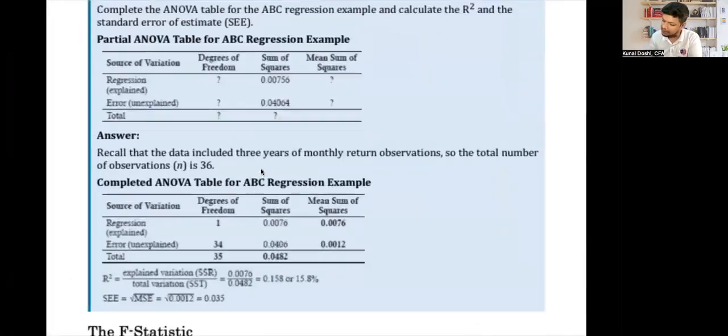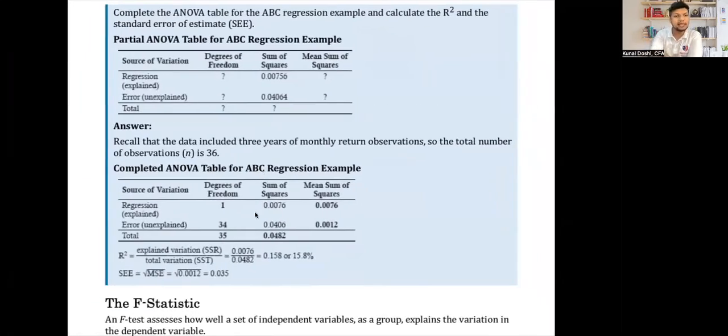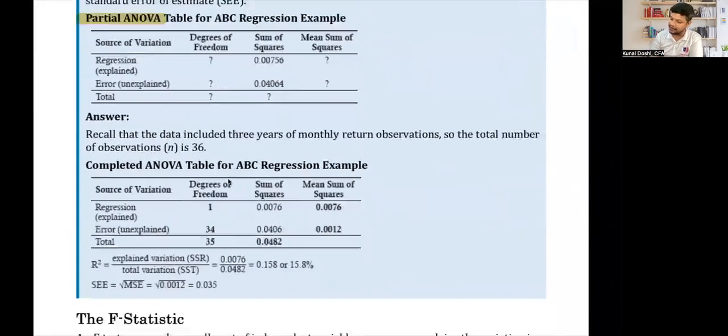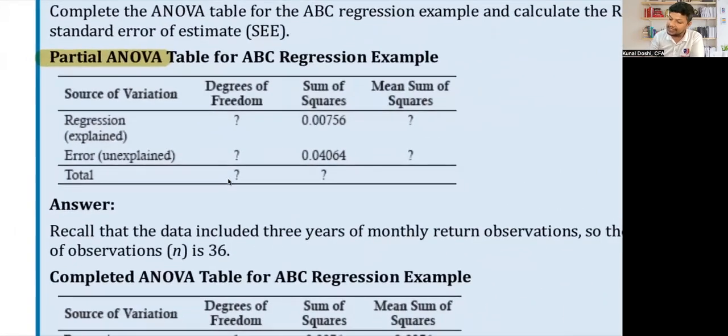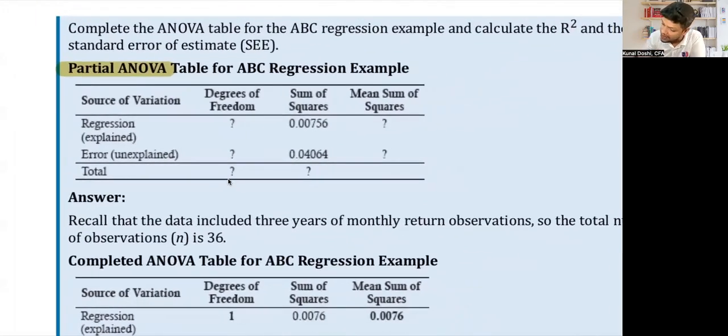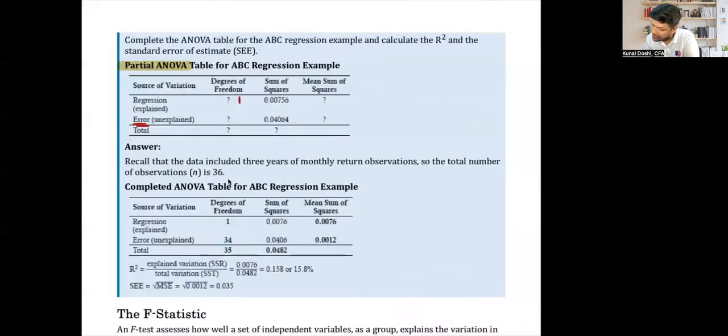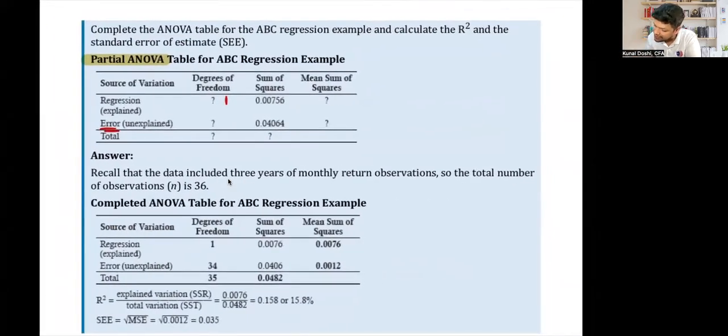Let's go to this example. Can you come to this example, guys? This is called an ANOVA table. They've given it incomplete. We have to complete it. Regression, how much will be the degree of freedom here? For regression, it will always be 1. Error, it is n minus 2. How much is my n? If you look at the question, they've given n is 36. So can I say this will be 34, n minus 2? And therefore, this will be 35, n minus 1.